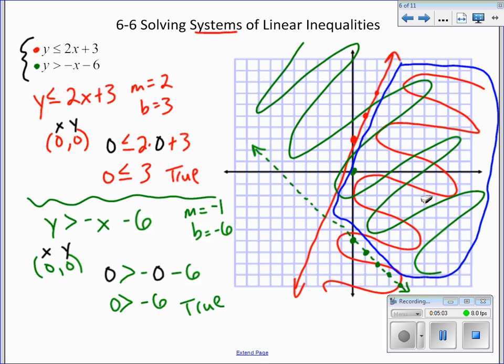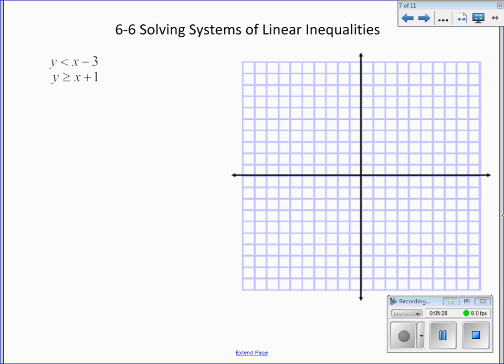So this area right here, if you pick any point in this area, you can plug those into both inequalities, and it will satisfy or make each inequality true. If you pick a point up here or off to the sides of that overlapping solution area, it won't satisfy the inequality. We're looking for this overlap. Okay, let's go through another example.